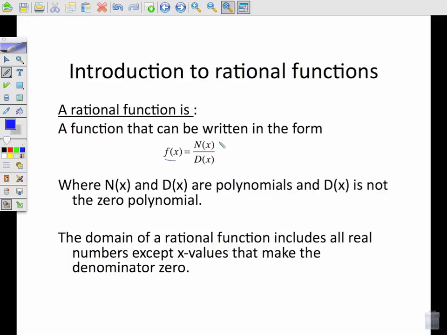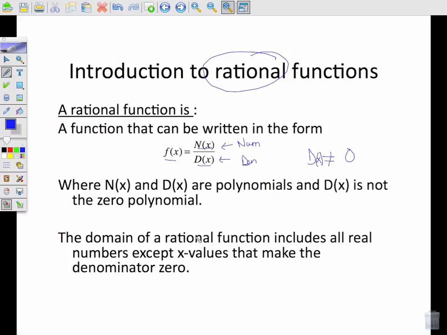equals n of x divided by d of x. The n of x represents the numerator, and the d of x represents the denominator. Rational means as a fraction. So we're going to have a polynomial on top and a polynomial on bottom, and d of x cannot be equal to 0, because then you'd have a division by 0 which is undefined.